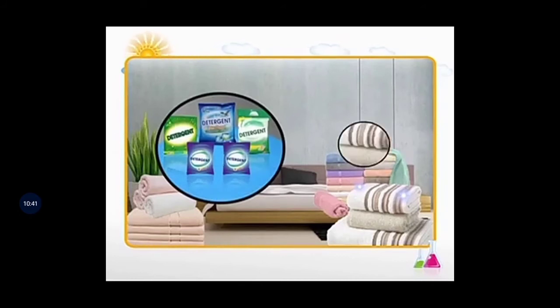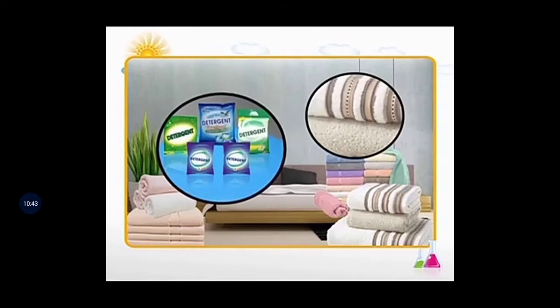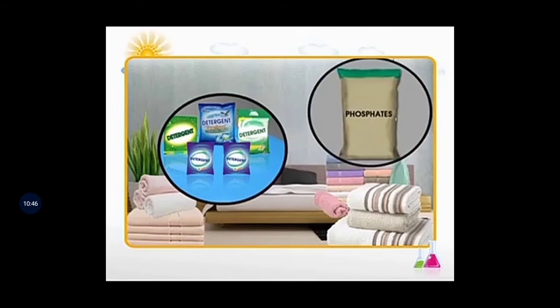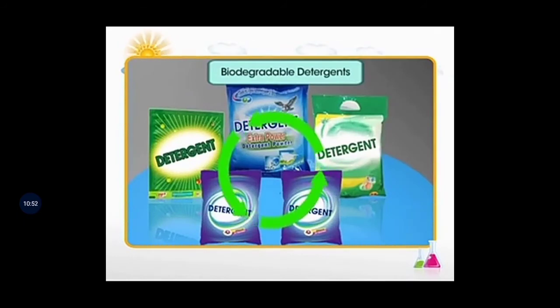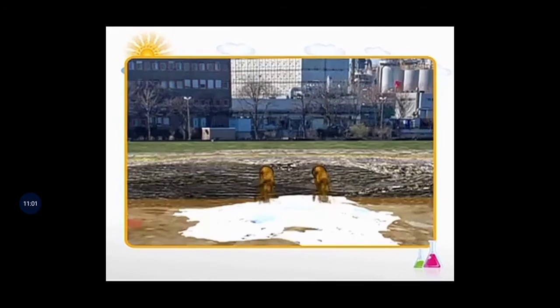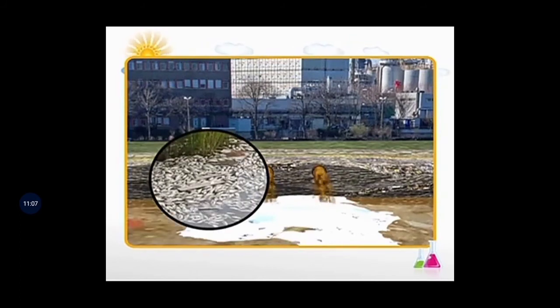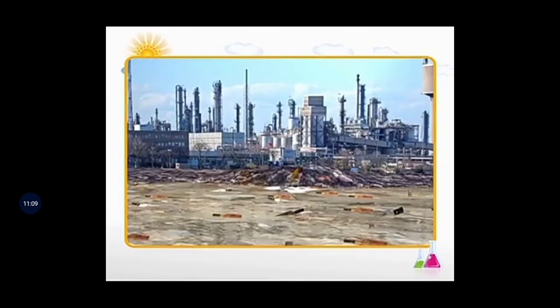Detergents and washing powder brighteners improve the whiteness of cotton and linen fabrics. These contain phosphates, a common pollutant. Many detergents are biodegradable. They can be broken into simple substances by living organisms, and this is not harmful to us. Some detergents are non-biodegradable, and their high concentration can kill fish and other aquatic life.